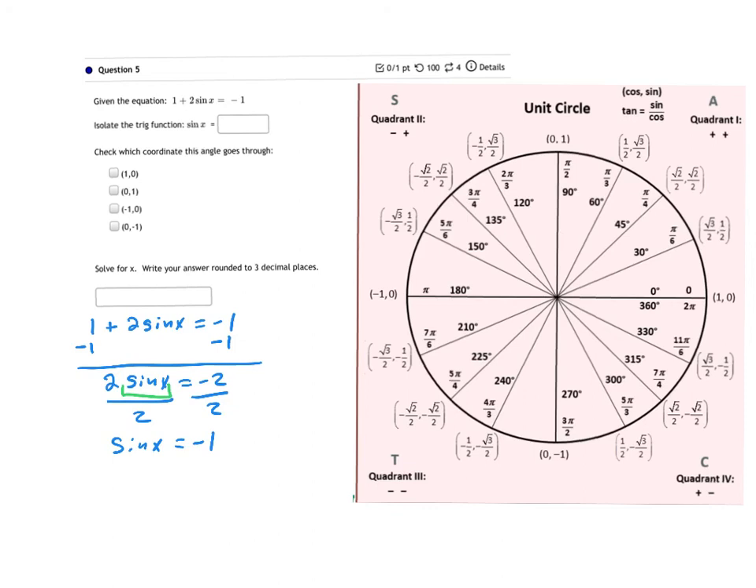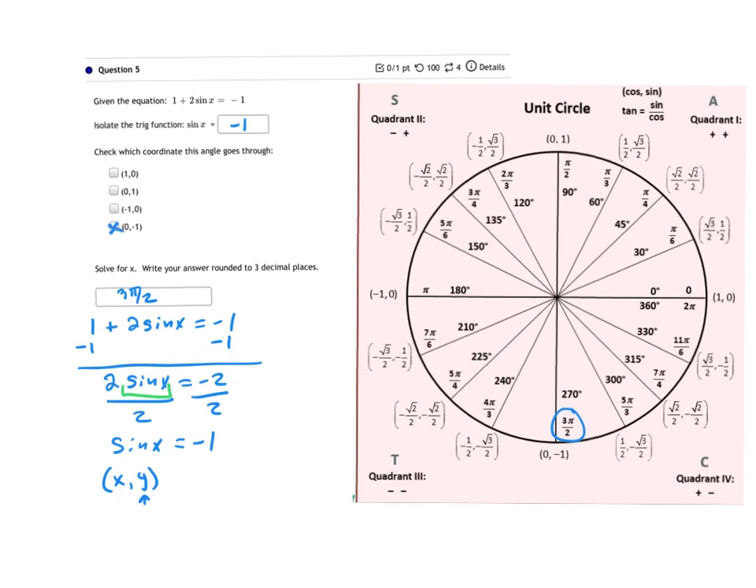So on my unit circle, I need to know where sine is negative 1. In other words, remember sine is my y value. I need to see where y is equal to negative 1. And y is equal to negative 1 at 3 pi over 2. And I'm going to put negative 1 here. Now, it's not in a quadrant because it's actually on the coordinate axis. So in this case, it will be at the point 0, negative 1 for that.